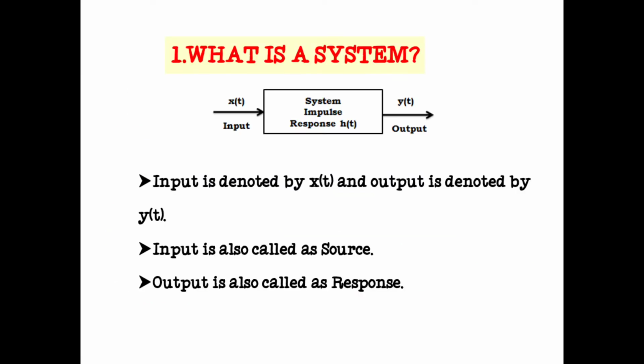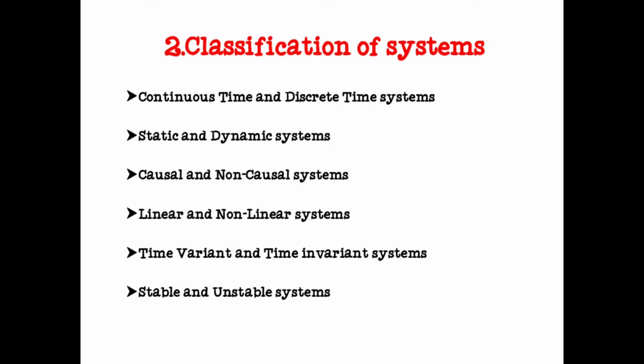So first of all, what is a system? System is one which transforms one form of energy to another form. So input will be denoted by x of t and output is denoted by y of t, in which input is also called a source or excitation, and output is said to be response. You can draw the diagram also.